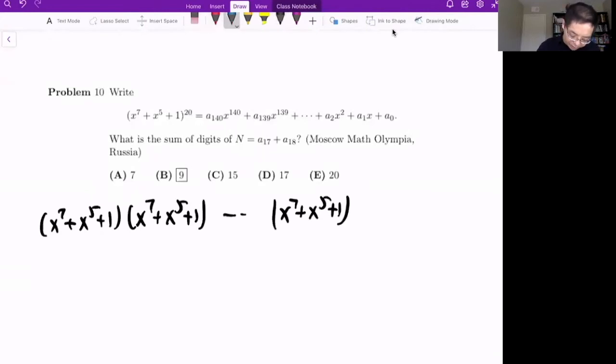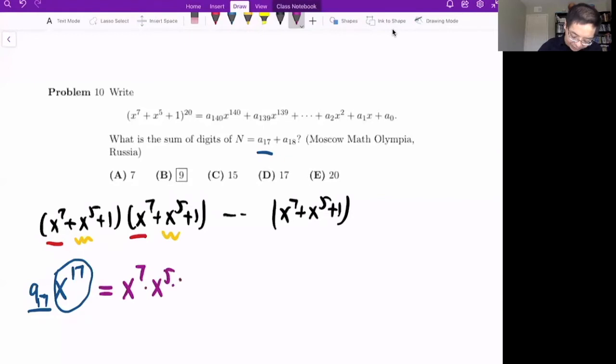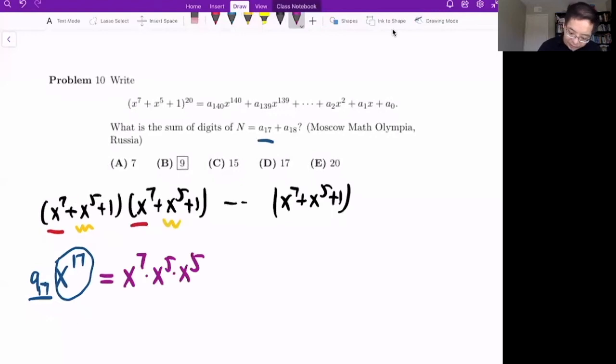Okay, now our goal is to look at, first, x to the 17, right? We need to find out the coefficient in front of x to the power 17. How can we come up with x to the 17? Well, we need to use x to the power 7 and x to the power 5, given the combinations, to get this x to the 17, right? Clearly there's only one way to do that. What we can do is x to the power 7 times x to the power 5 times x to the power 5. That's the only way we can do it. In general, what is the general format?